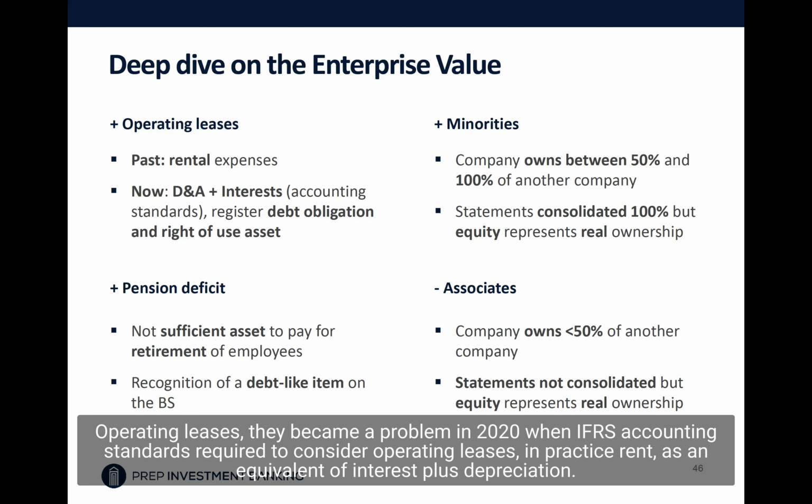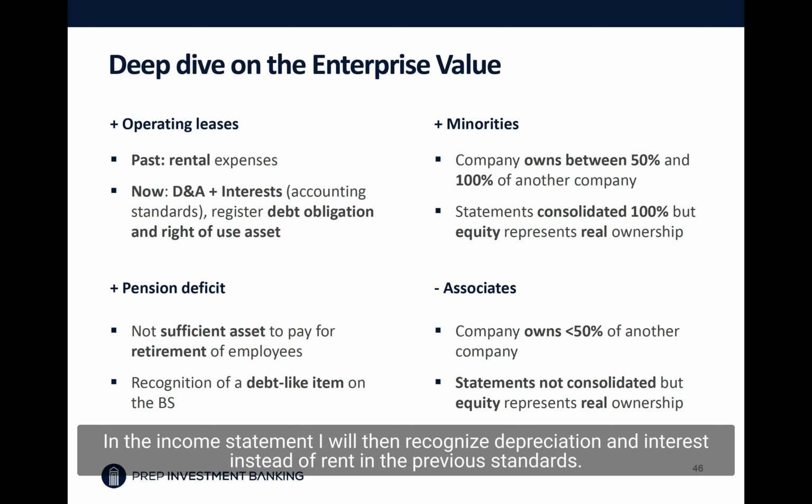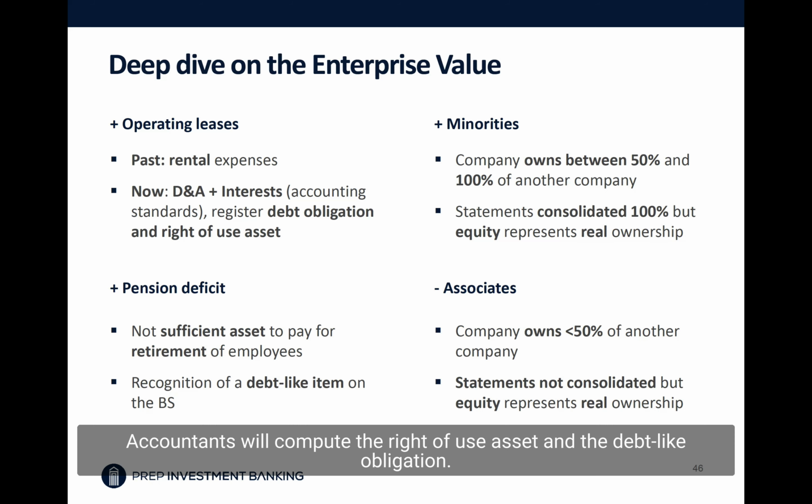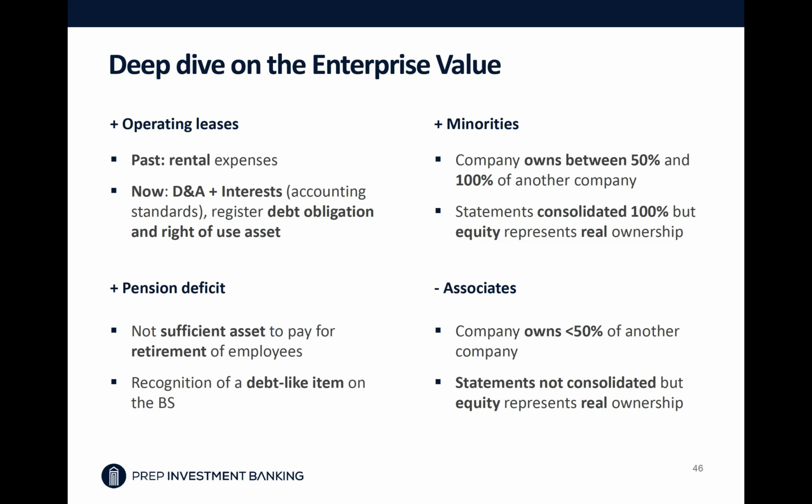Operating leases. They became a problem in 2020, when IFRS, accounting standards, required to consider operating leases, in practice rent, as an equivalent of interest plus depreciation. This means that on the balance sheet I will need to recognize a debt obligation paired with a right-of-use asset of equal amount. In the income statement, I will then recognize depreciation and interest instead of rent as in the previous standards. Accountants will compute the right-of-use asset and the debt-like obligation. You can find the value of the debt obligation on the balance sheet.